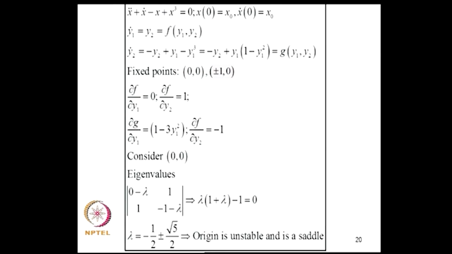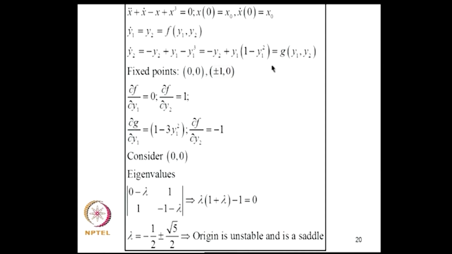Okay. Now, let us consider a simple nonlinear system. I have x double dot plus x dot minus x plus x cube equal to 0. Again I introduce y1 dot as y2, y2 dot as minus y2 plus y1 minus y1 cube, where y1 is x and y2 is x dot. So, I get this equation. My f is y2 and g is minus y2 plus y1 into (1 minus y1 square).